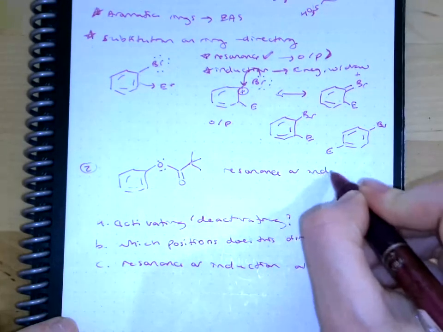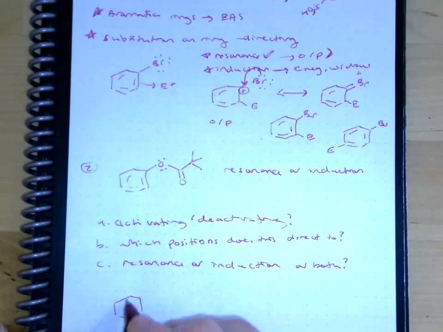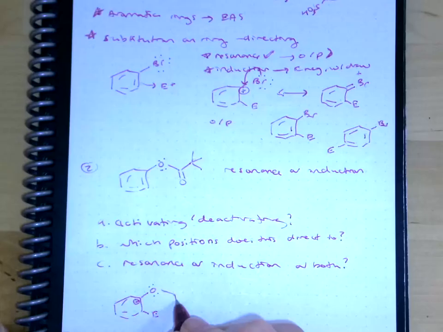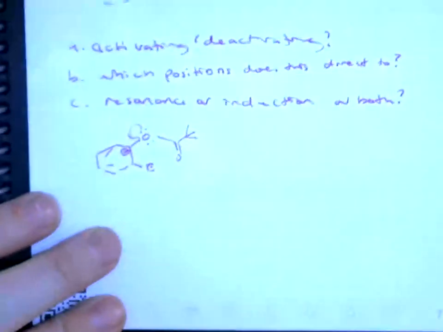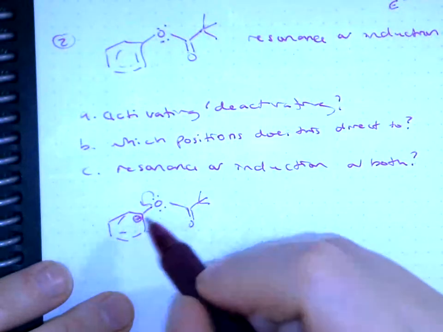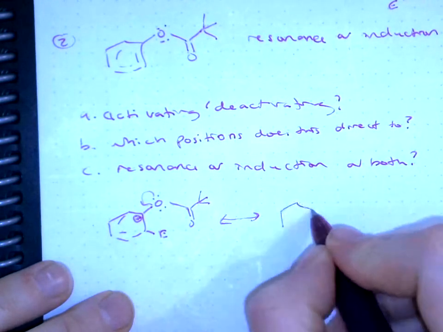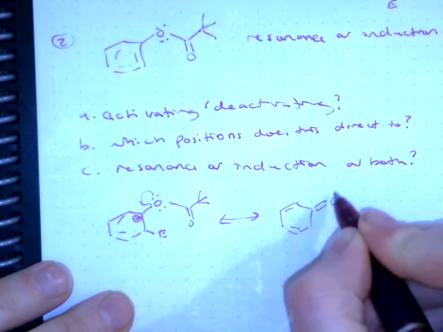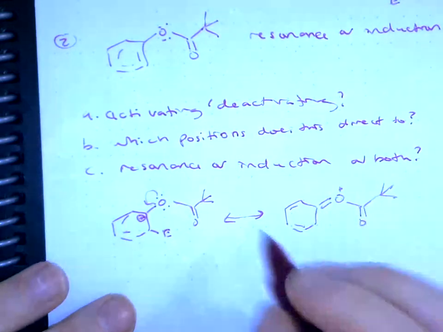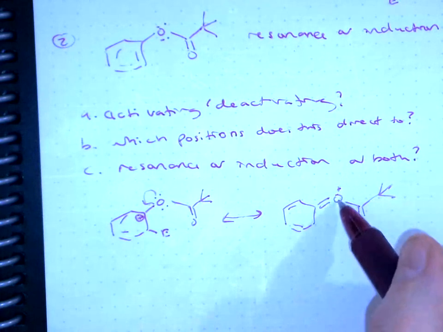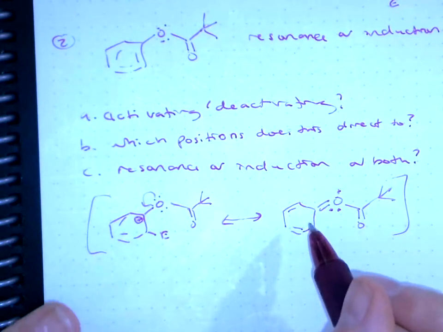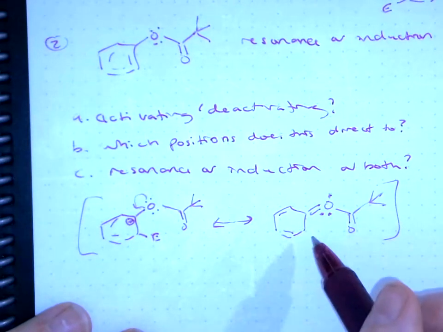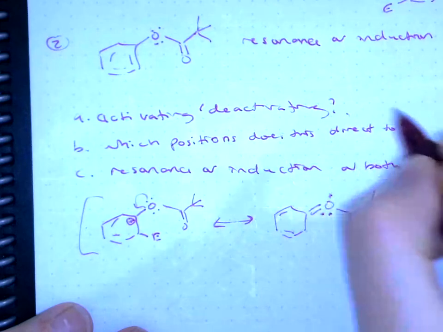So resonance or induction. When I look at this molecule, if I were to add an electrophile, let's add it at the ortho position and get a positive charge right here. In fact, it does have a resonance structure that can stabilize that positive charge. That would look like this. Because it has a lone pair there that has a resonance structure that gives you this, it's able to donate electron density to the ring, is what we say. So because it can donate electron density to the ring, we would typically call that activating.